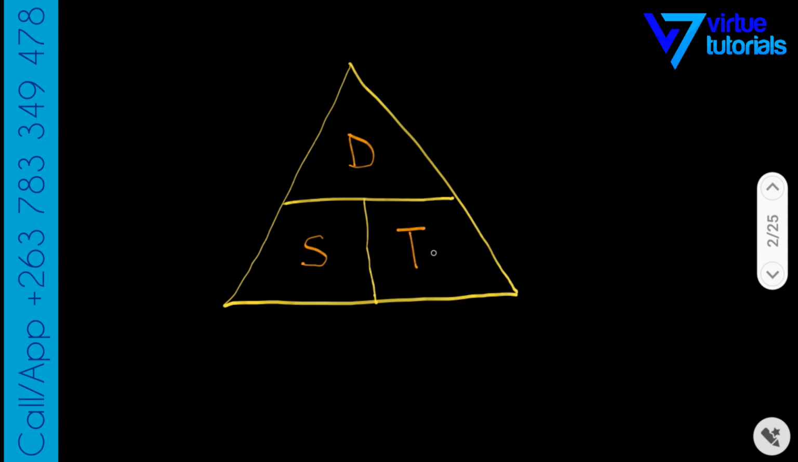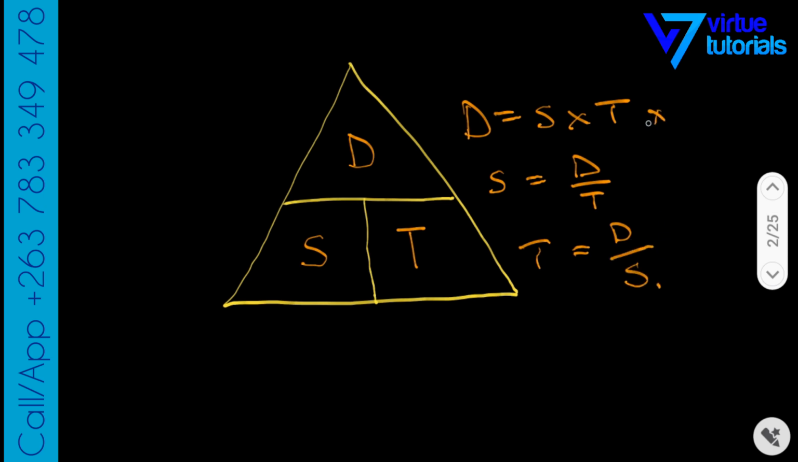Now, we want to understand the relationship between distance, speed, and time. So we use this simple little triangle for those who may need a little extra help remembering the relationship between these three. Distance is given by speed times time. Speed is equal to distance over time, right? And then time is equal to distance over speed. This is just the same equation which has just been rearranged.